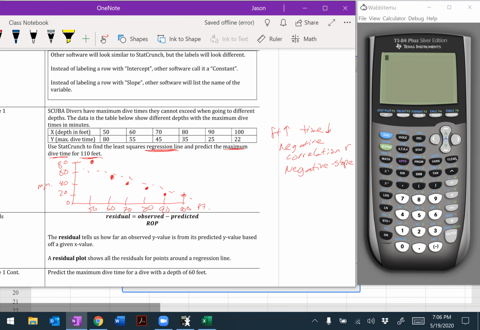Okay, so let me go to the calculator and let's put in our new stats. I'm going to go stats, and then I'm going to go edit. And I want list 1 to be my X values. That's going to be 50, 60, 70, 80, 90, and 100. Okay, I'm going to delete everything else.